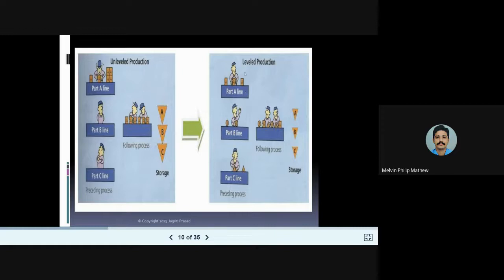And under level production, a constant supply to the inventory is always being done, but here there is interrupted time. So basically at B and C there is always a waiting time, and this is one of the wastes that occurs during lean manufacturing.